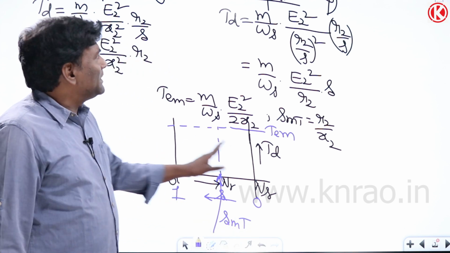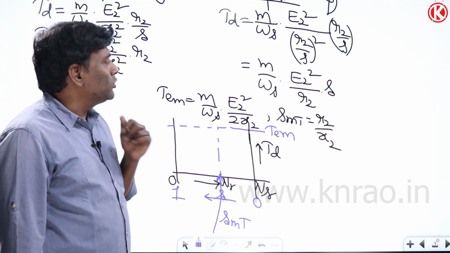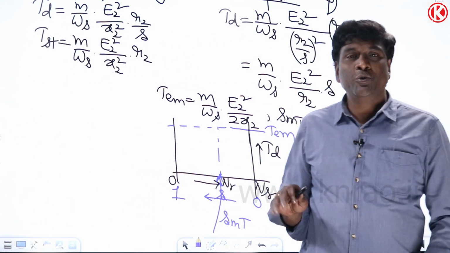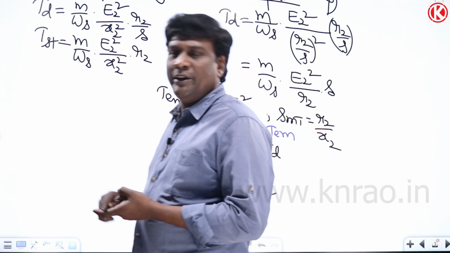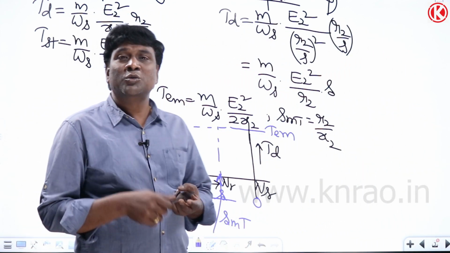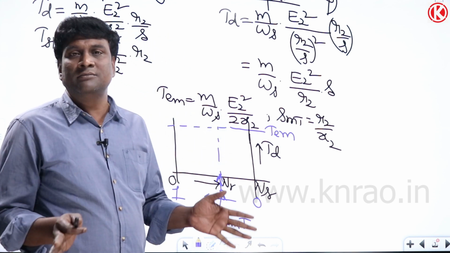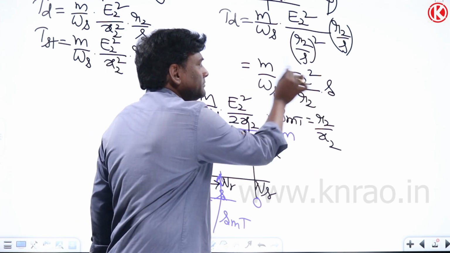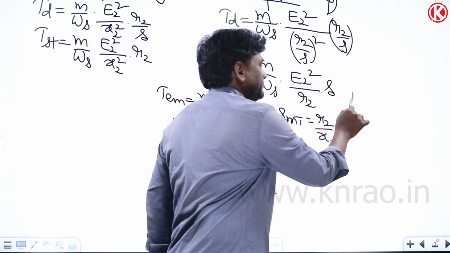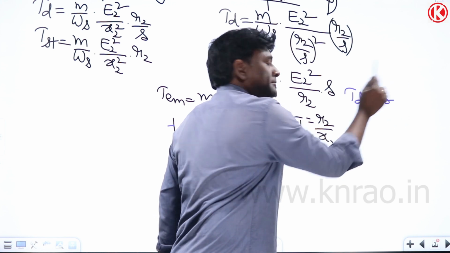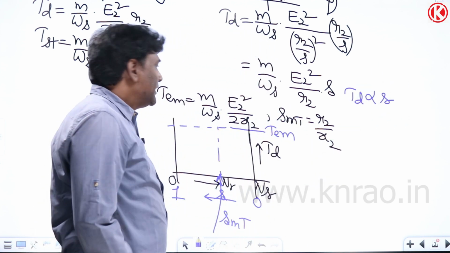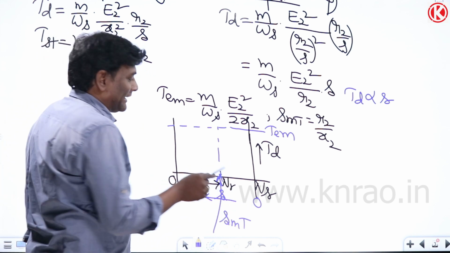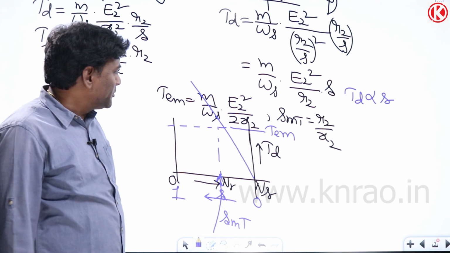Now, this is the low slip region, right? In the low slip region, if you don't vary anything, you are not going to vary rotor resistance, number of phases, or frequency, everything is fixed, without going to speed control, everything is going to be constant. So TD is directly proportional to slip. Slip is the independent variable, and slip goes from 0 to 1, meaning it should be a straight line.